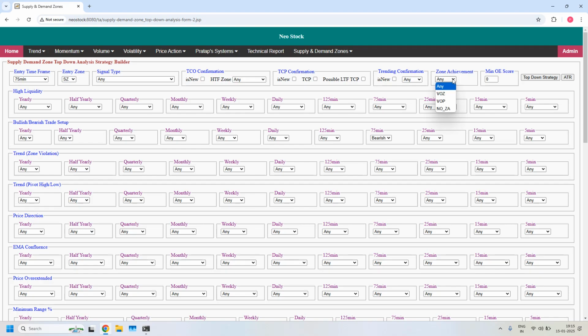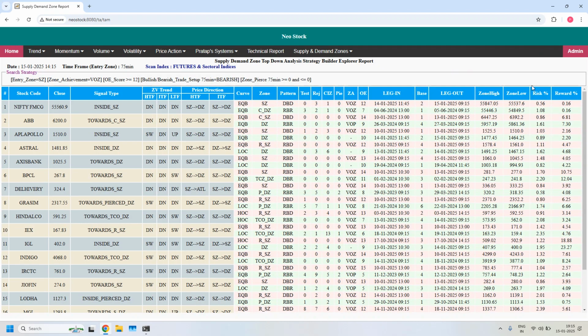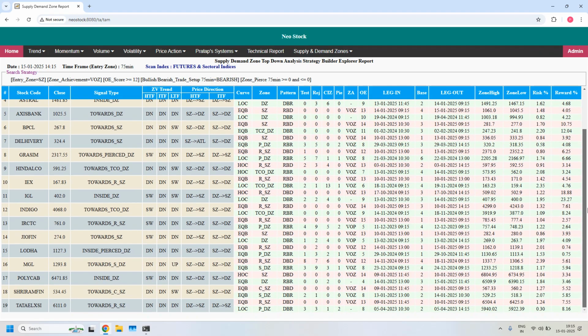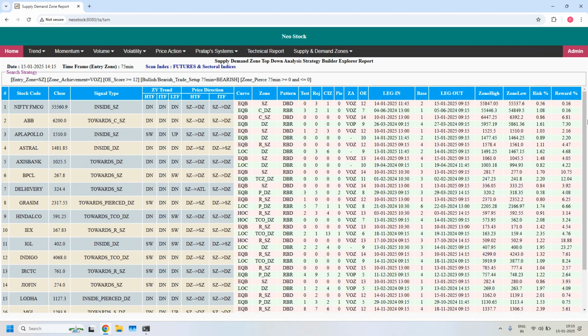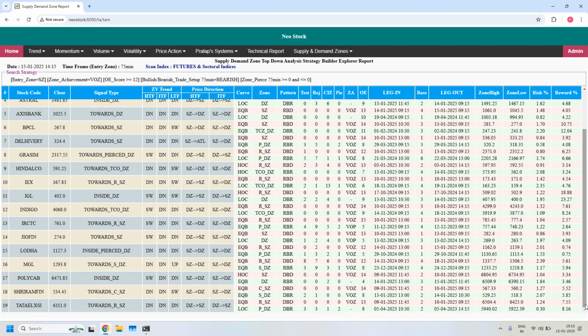Zone achievement violated opposing zone. Minimum odd enhancer score 12. All three filters are applied to 75 minute supply zone, and we got 19 stocks. So first 15 stocks you are seeing supporting bearish trade setup for weekly income trade. I am scrolling the list down. So total 19 stocks are filtered.